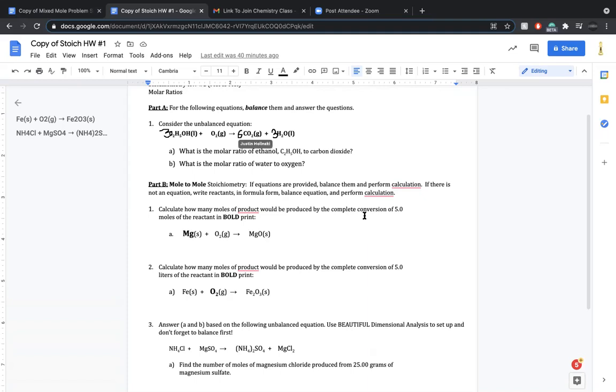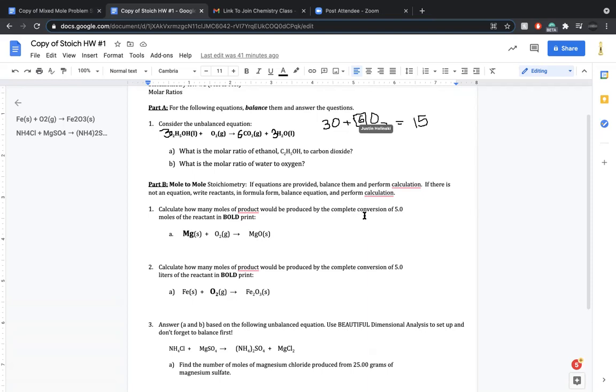But now we just modify the oxygen. So let's count all the oxygens we have. On the left side, we have 3 plus 2. We have 5 oxygens. On the right, we have 12 plus 3. We have 15. So we have 3 oxygens plus an unknown number of O2 gets us a total of 15 altogether. So 15 minus 3 gets us 12. So this is going to have to be a 6 right here.